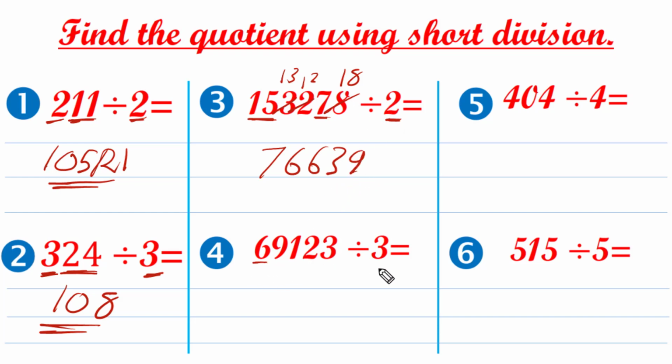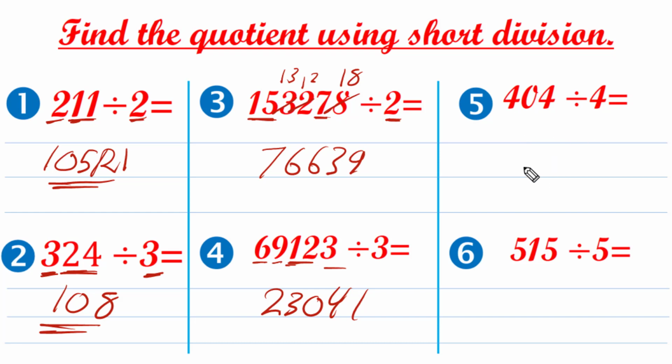Next, 6 divided by 3 equals 2. 9 divided by 3 equals 3. 1 divided by 3 doesn't work. We write 0 in the quotient. Take the 2 digits, it will be 12. 12 divided by 3 equals 4. Finally, 3 divided by 3 equals 1.